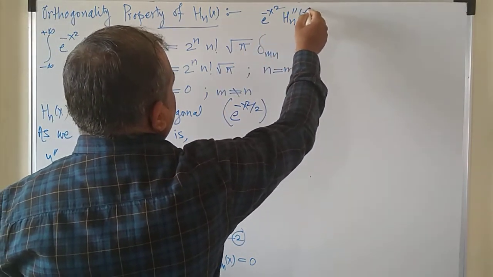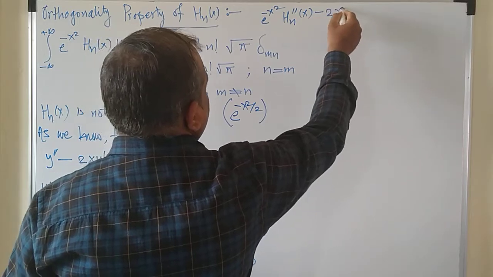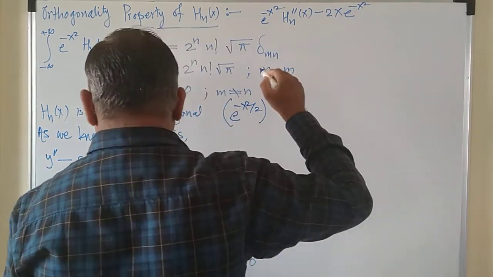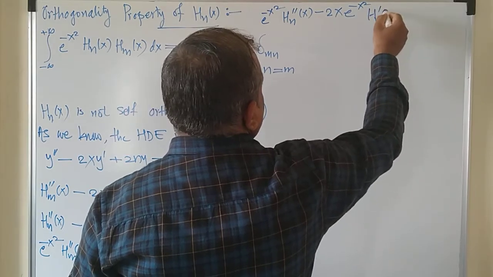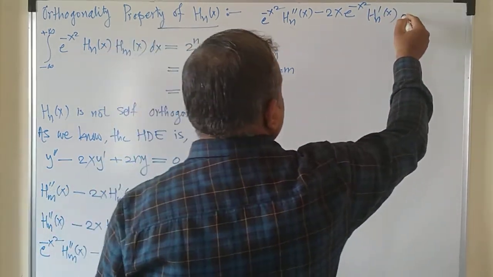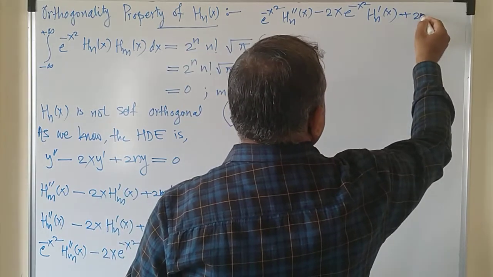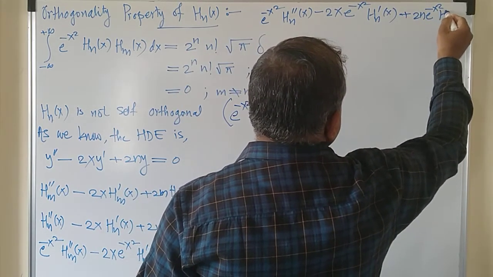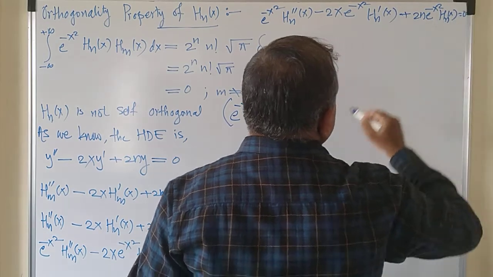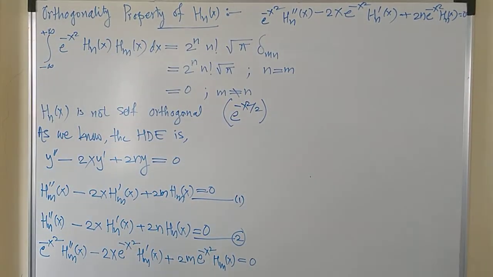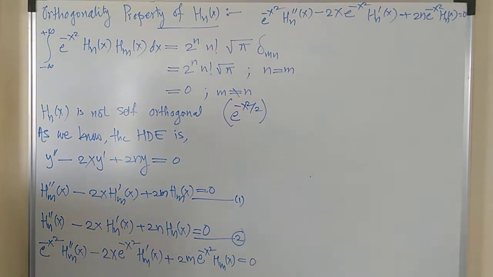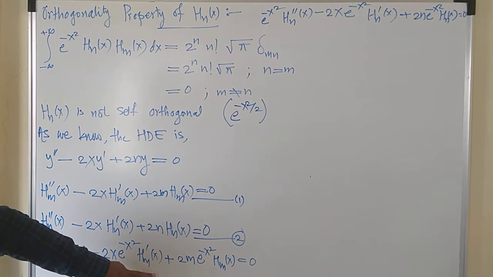Hn double prime of x minus 2x e raised to minus x square Hn dash of x plus 2n e raised to minus x square into Hn of x equals 0, right? So we got these two equations, right? And if you observe these two equations, we can rewrite this equation and the above equation in a more simplified manner, right? And what will be its simplified manner?